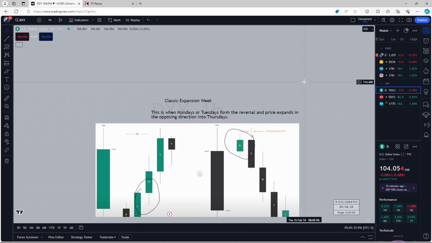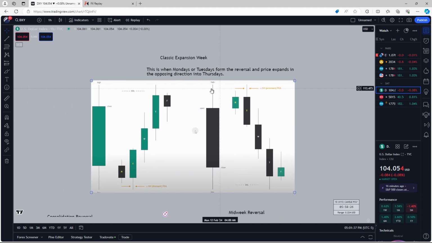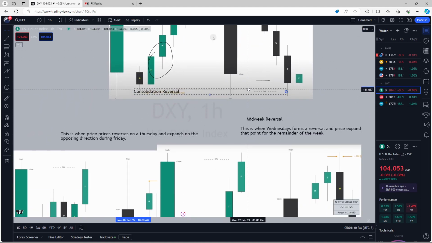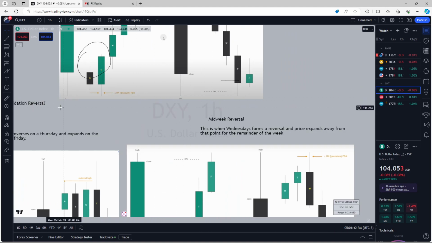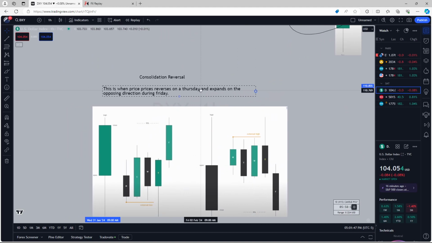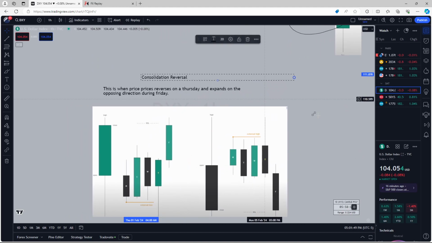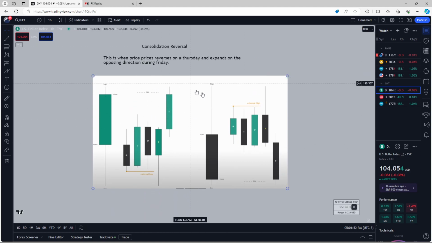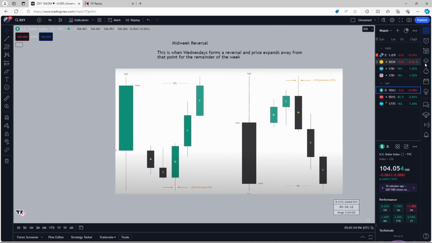Okay, let me just remove this. So, I'm gonna go over this again. Classic expansion, we have consolidation reversal. And there's way more, by the way. ICT has way more profiles. I'm just showing you guys three of the main ones that I use. Classic expansion, consolidation reversal, and then midweek reversal. Any questions? Ed, any questions? I'll take that as a no.